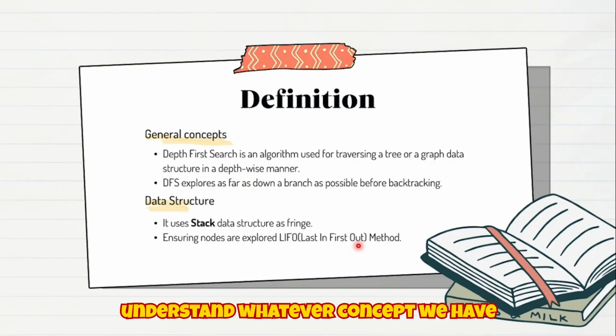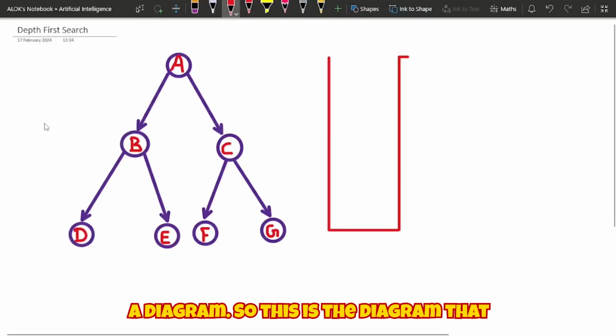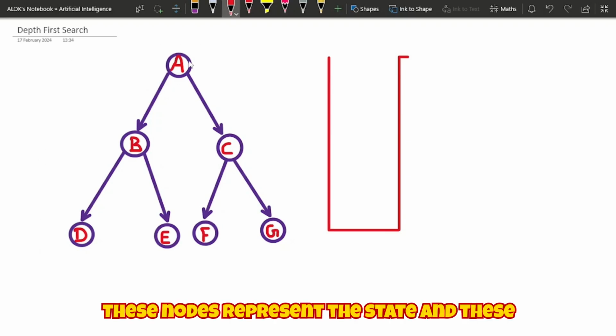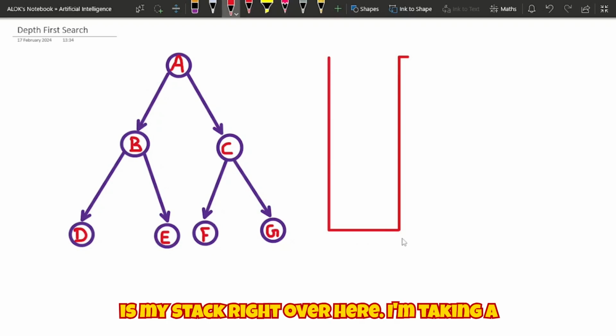So let's now understand whatever concept we have discussed on this slide with the help of a diagram. This is the diagram that I'll be using to explain depth first search. This is my tree data structure. These nodes represent the state and these branches represent the actions. And this is my stack, right?